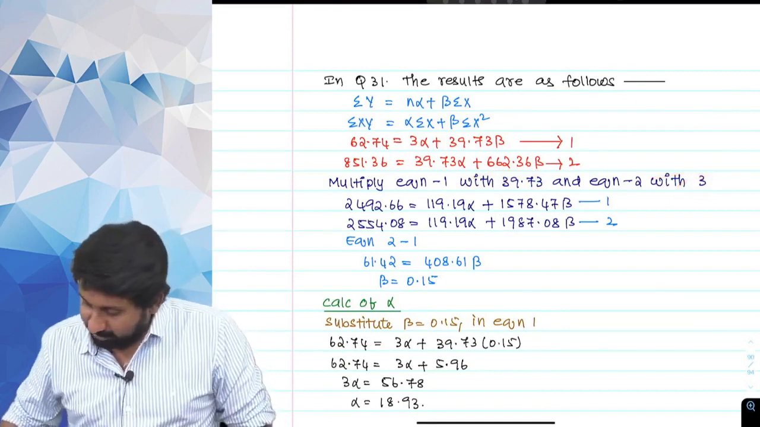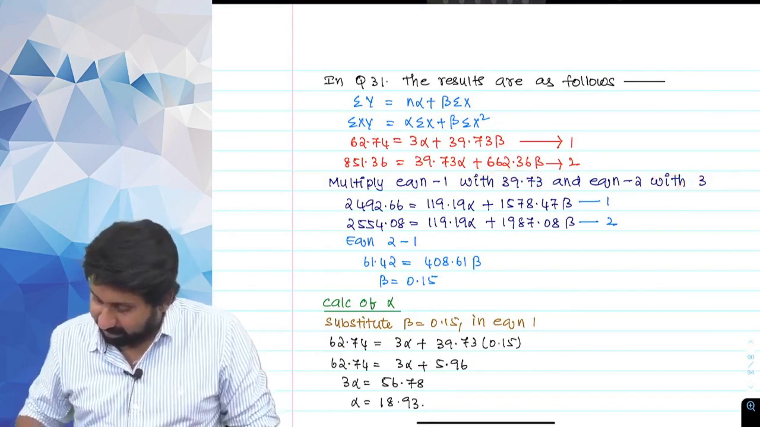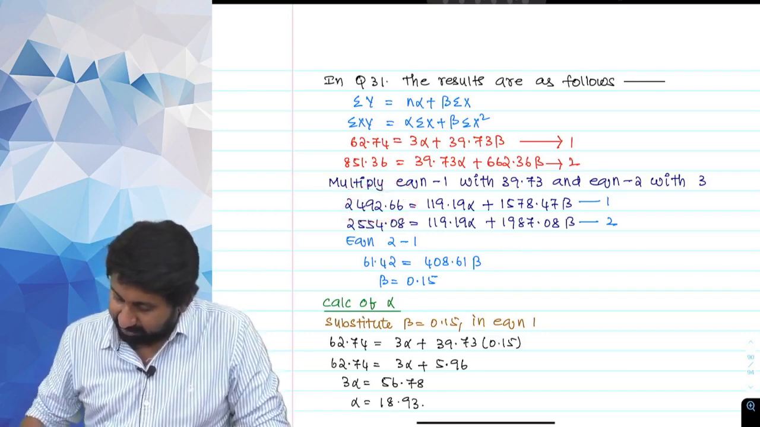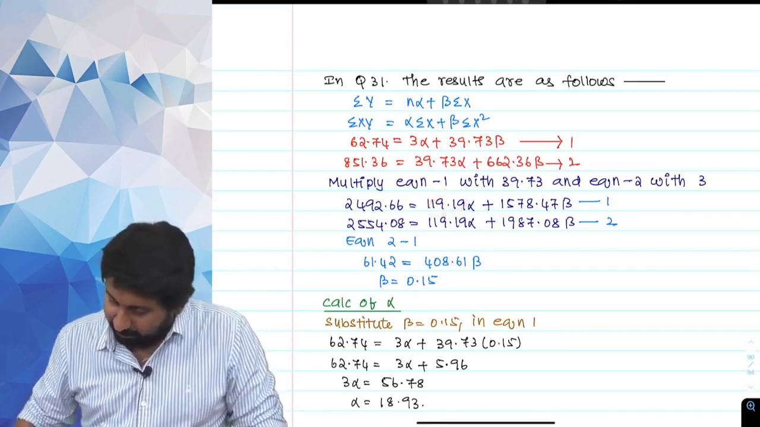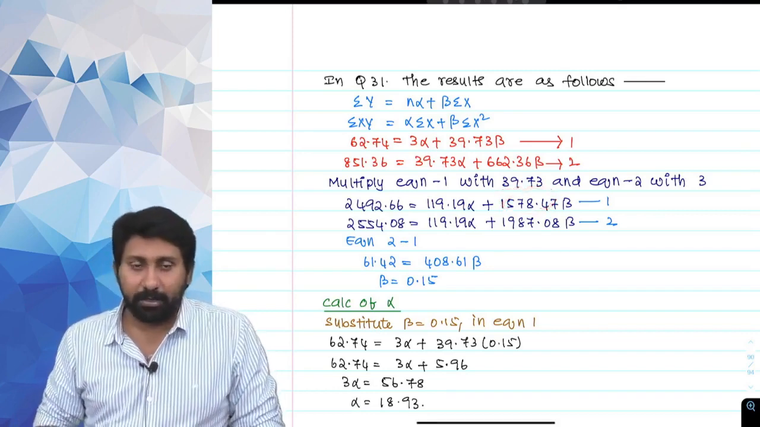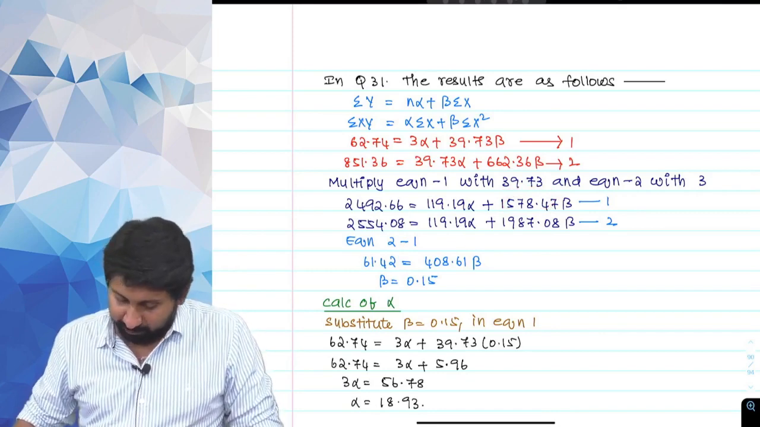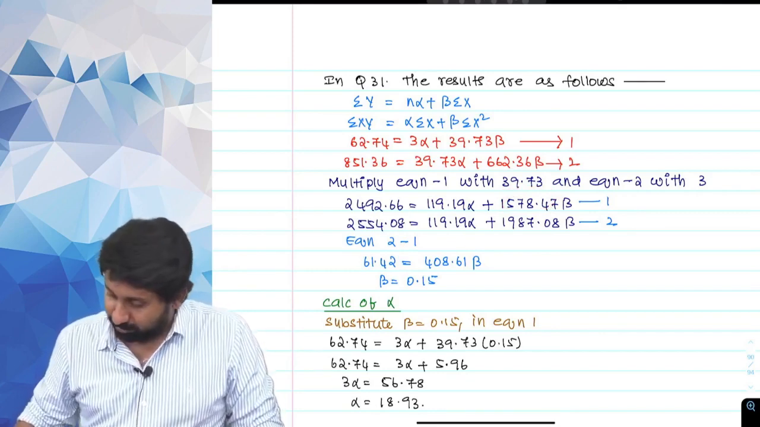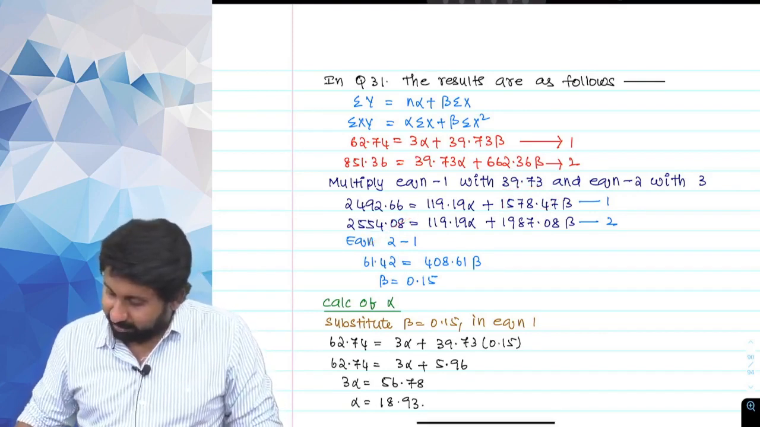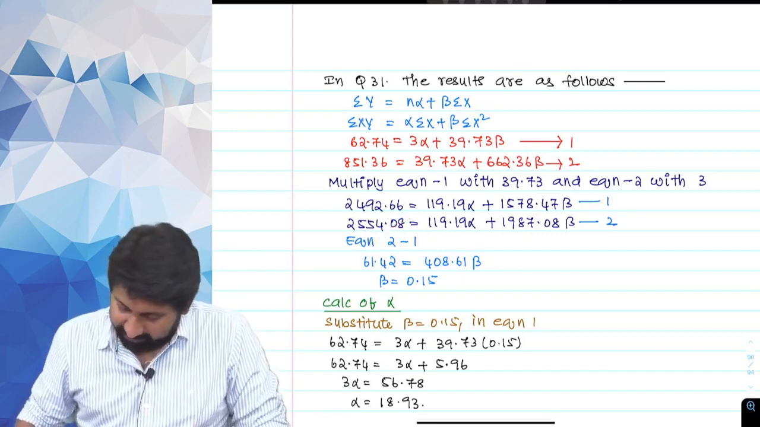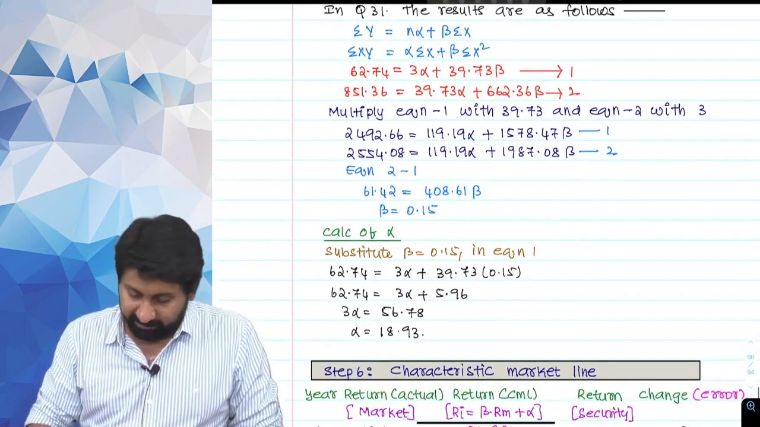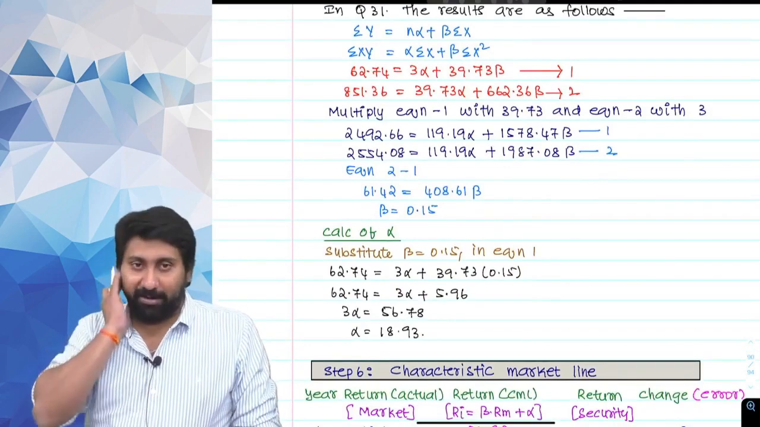Take the calculator. 62.74 into 39.73 is 2492.66. 3 into 39.73 is 919.19. 39.73 into 39.73 is 1578.47 beta. Next, 851.36 into 3 is 2554.08. 39.73 into 3 is 190.19. Next, 662.36 into 3 is 1987.08. So you got equation 2 minus 1. Beta is 0.15.